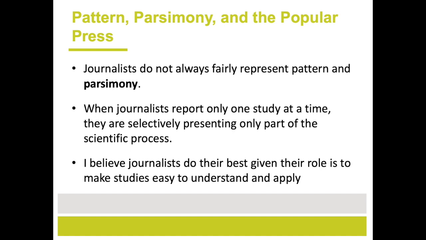So in the book, it talks about how these are represented in the popular press. So journalists don't always fairly represent pattern and parsimony. They usually just report on one study at a time, and they are selectively presenting only part of that scientific process when they do that. So personally, I believe journalists do their best, given their role is to make studies easy to understand and apply. But it is cutting corners. Science doesn't work with just a single study.